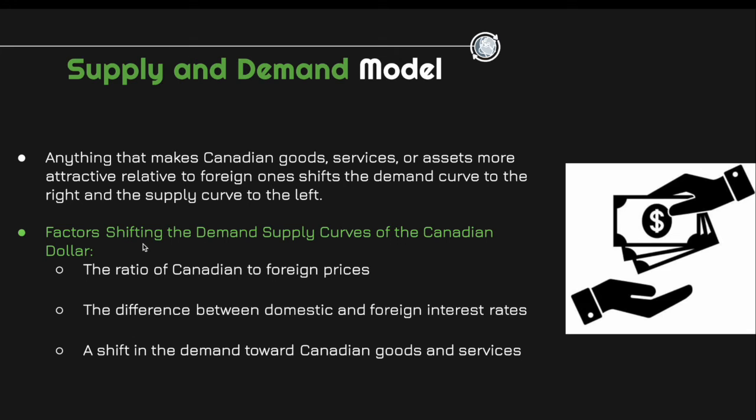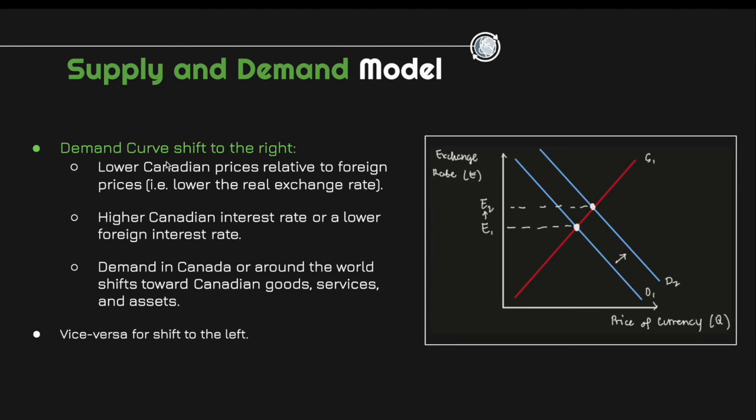Now, these are the factors that shift the demand and supply curves of the Canadian dollar. The ratio of Canadian to foreign prices, which is like the exchange rate. The difference between domestic and foreign interest rates, so this is the spread of interest rates. And then a shift in the demand toward Canadian goods and services. Now let's take a look at that. This is the demand curve shifting to the right. As you can see here, it increases the exchange rate.